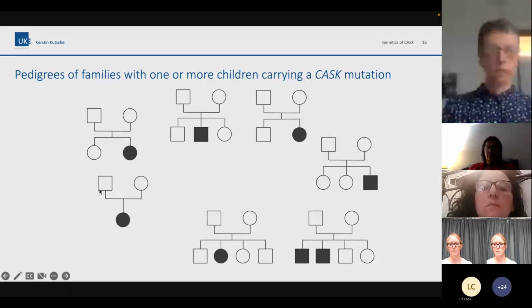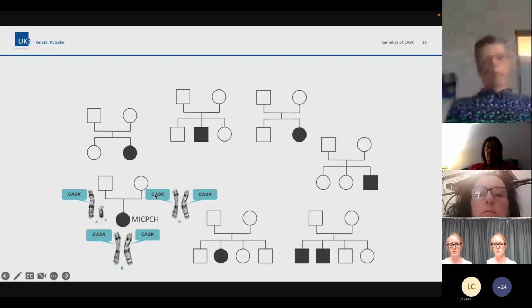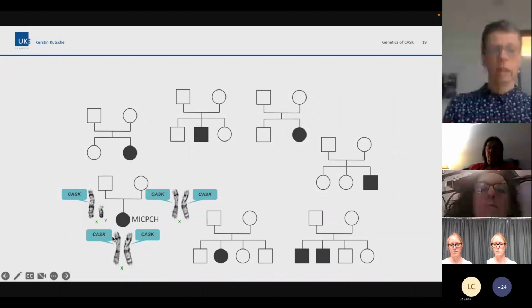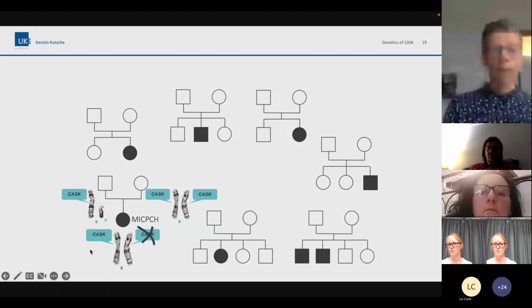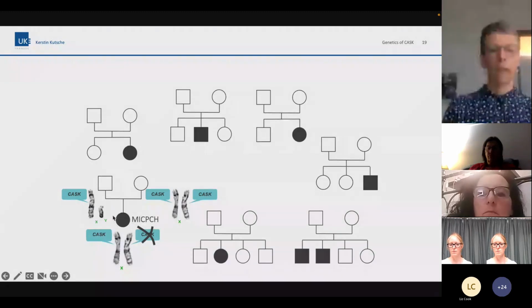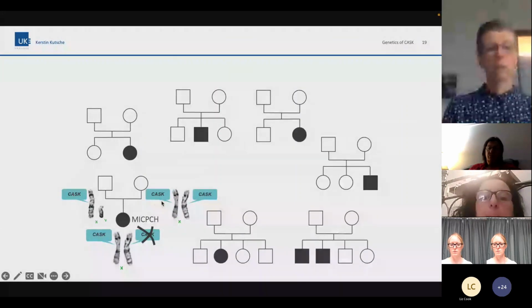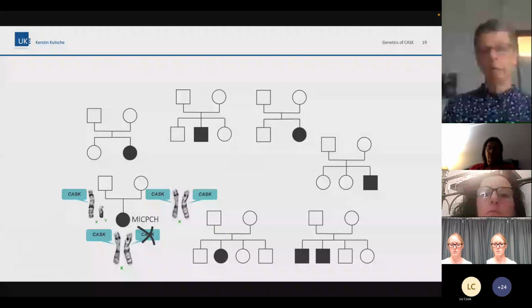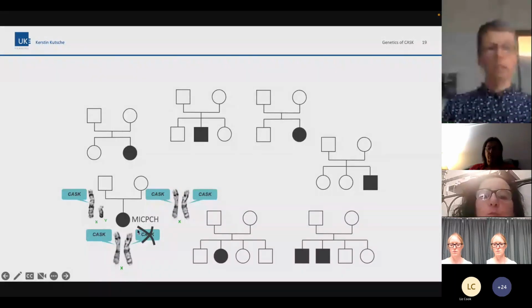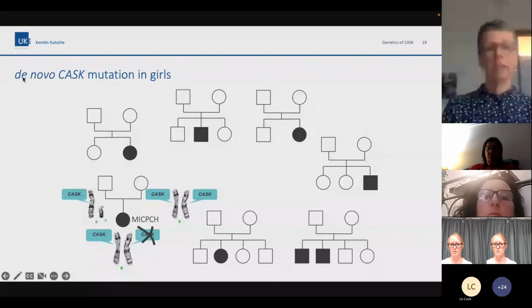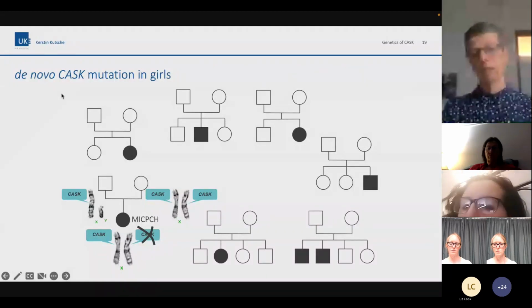So if we now go into detail and we analyze the CASK gene, where we found a mutation in the CASK gene, you see that in the affected girl in this pedigree as an example, we identified the mutation on one of the CASK gene copies in this female patient with MICPCH. And when we investigate the parents, the father and the mother, we see that neither of the parents carry the CASK mutation. And this is very classical and very typical that we identify the CASK mutation only in the affected patient, but not in the parents. And so we call this a de novo mutation, which is only present in a child and not in the parents.